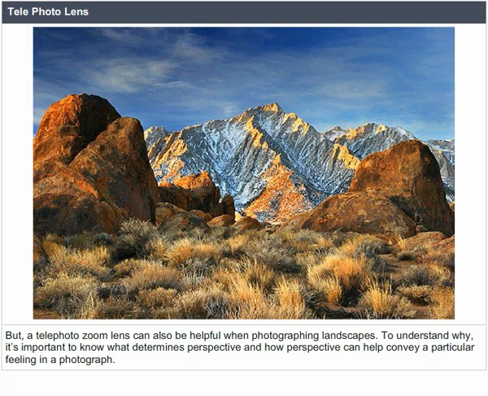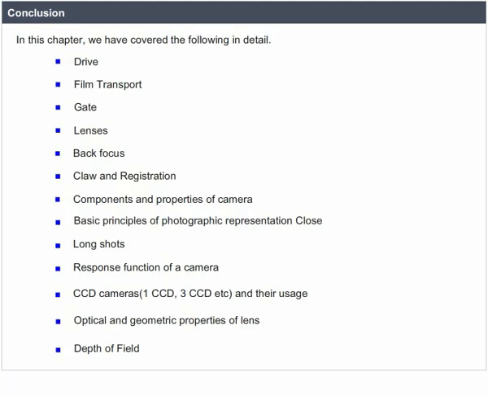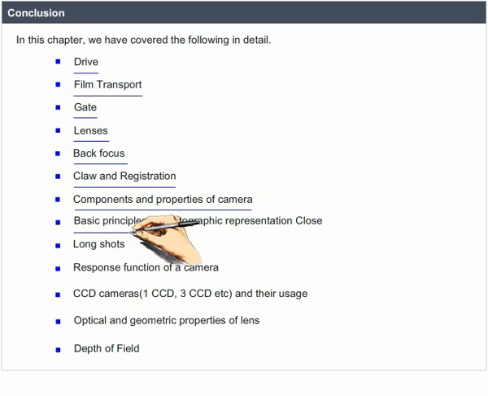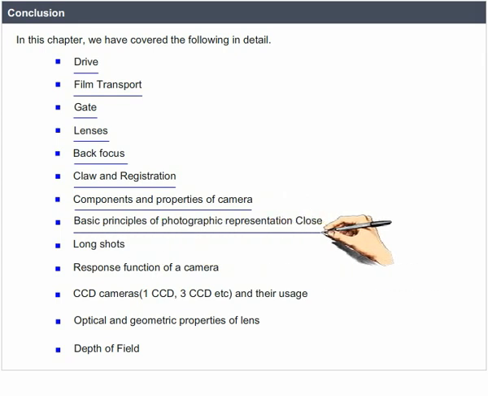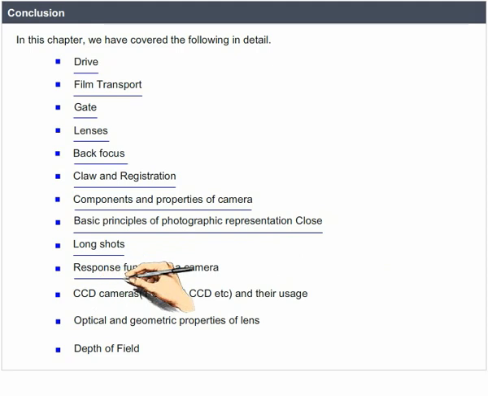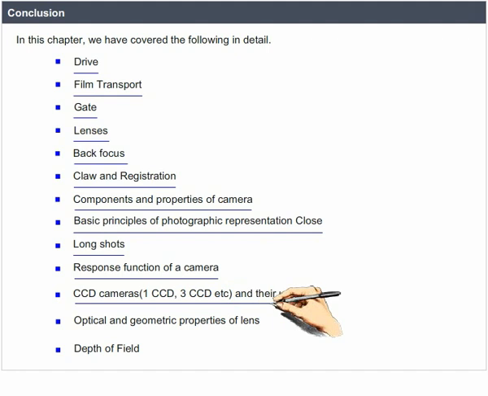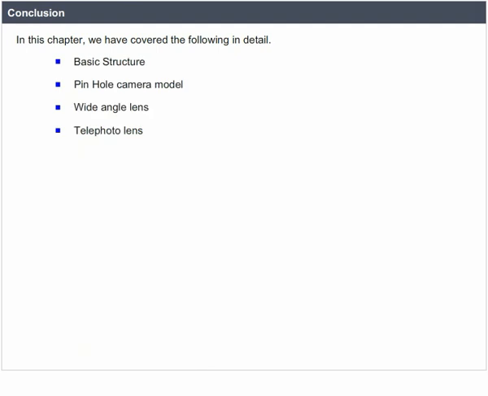Conclusion. In this chapter, we have covered the following in detail: drive, film transport, gate, lenses, back focus, claw and registration, components and properties of a camera, basic principles of photographic representation, close and long shots, response function of a camera, CCD cameras, 1 CCD, 3 CCD, etc., and their usage, optical and geometric properties of lens, depth of field, basic structure, pinhole camera model, wide-angle lens, telephoto lens.